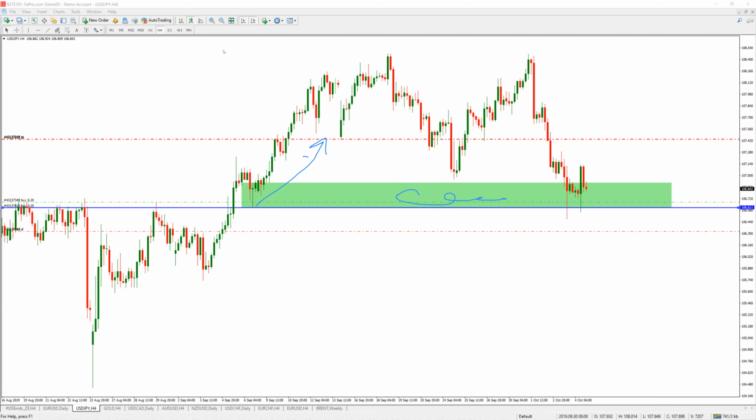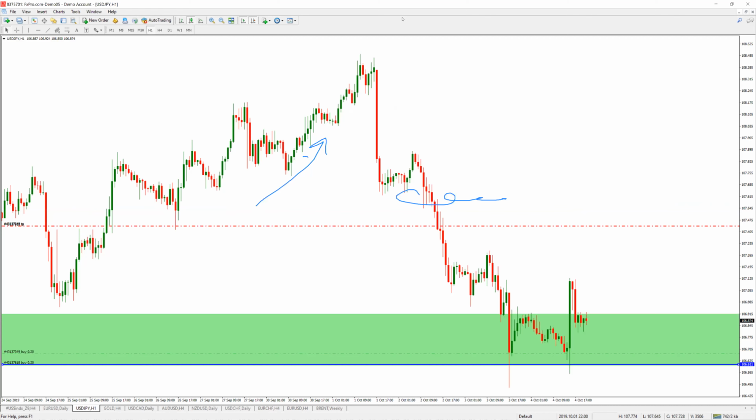Let me go to the H1 time frame. This is where I normally get my entry points. I hardly use the 15-minute chart because it doesn't show me the real price action. Yeah, it is choppy.